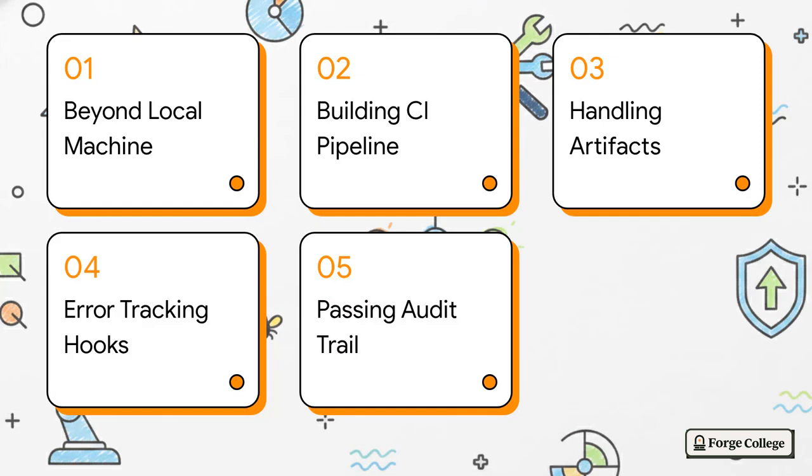So here's a quick look at our agenda for today. We'll kick things off with beyond the local machine, then move into building the CI pipeline, followed by handling your test artifacts. After that, we'll look at automated error tracking hooks, and finally wrap up with passing the audit trail. Let's get right into it.